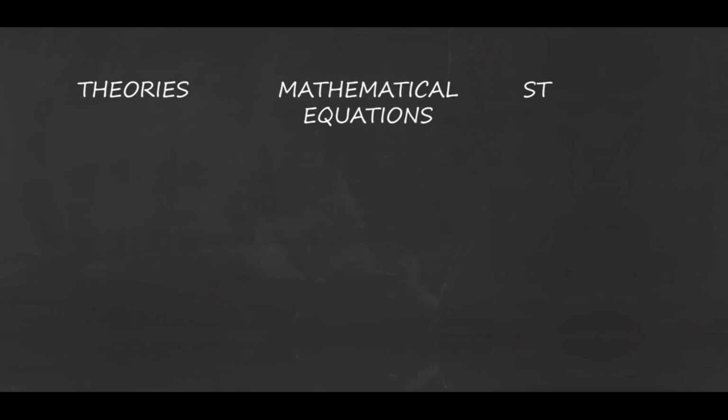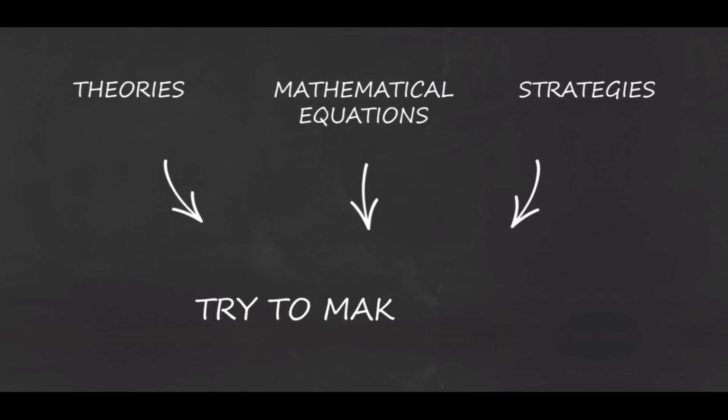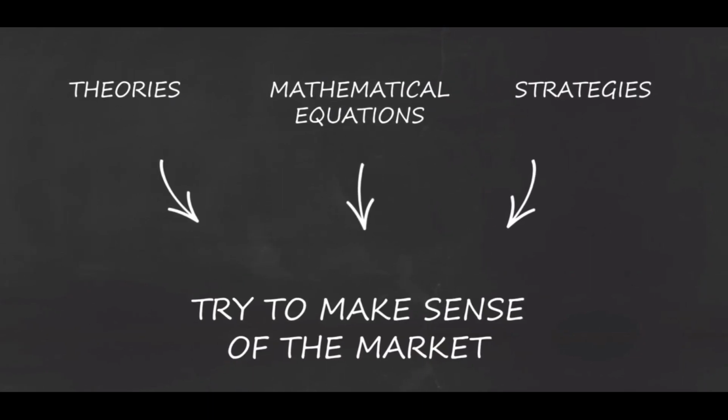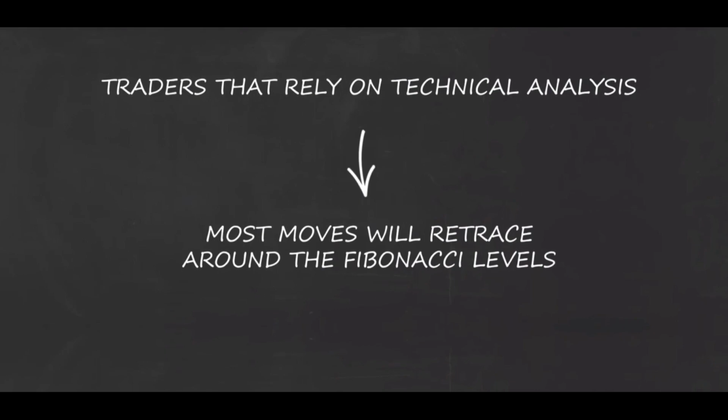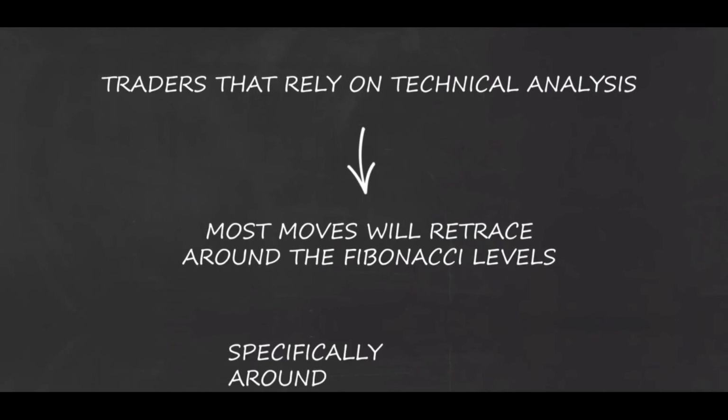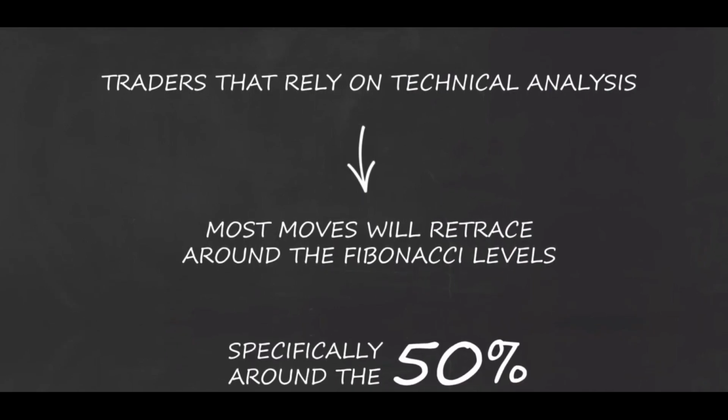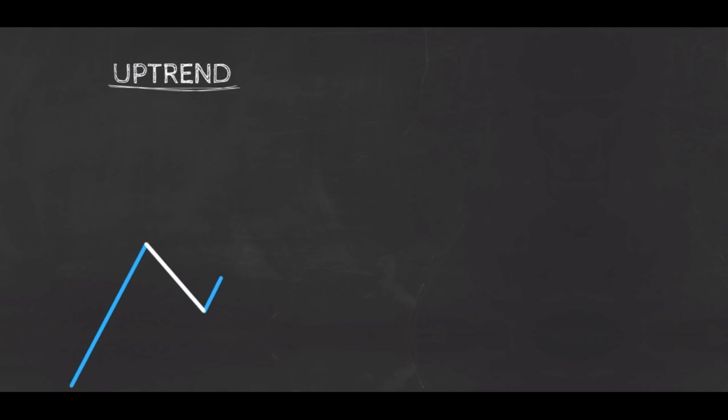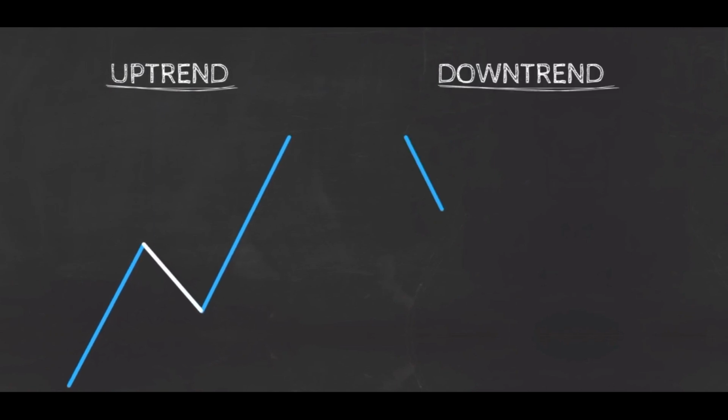There are mathematical equations and strategies out there that try to make sense of a market that is largely speculative. However, it is widely accepted among traders that rely on technical analysis that most major moves will retrace around the Fibonacci levels, and more specifically around the 50% level of the move. So in an uptrend, a price will retrace down a certain percentage of the move before continuing its long upward movement. Likewise, in a downward trend, the price will move up a certain percentage before continuing its long-term downward movement.